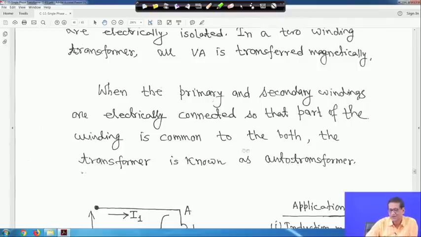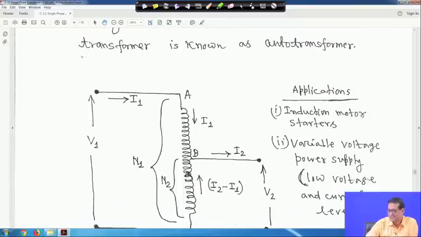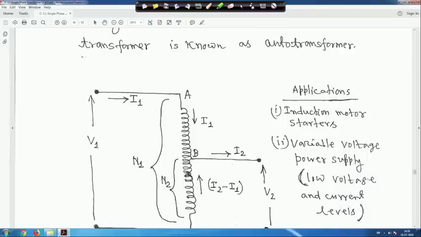That is actually primary and secondary, your windings are electrically connected, and part of the winding is common to both, right. In that case we call it an auto transformer. For example, applications: induction motor starters, variable voltage power supply, that is variac, as I mentioned, and low voltage and current levels, right.